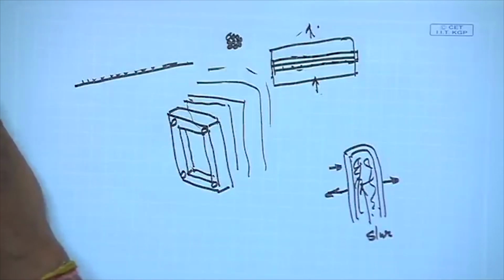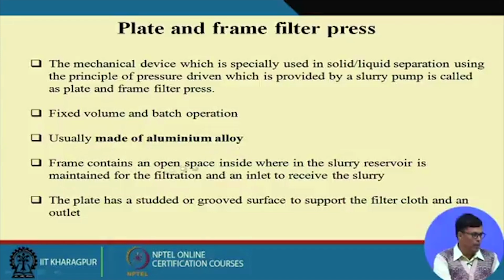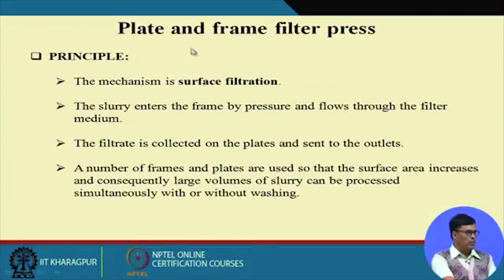So, fixed volume and batch operation. This is usually a batch operation, usually made of aluminum alloy. The frame contains an open space inside where the slurry reservoir is maintained, for the filtration and inlet to receive the slurry. The plate has a studded or grooved surface to support the filter cloth and outlet. So I told you the wooden thing can be made of aluminum also. This is in practice. Then what are the principles?